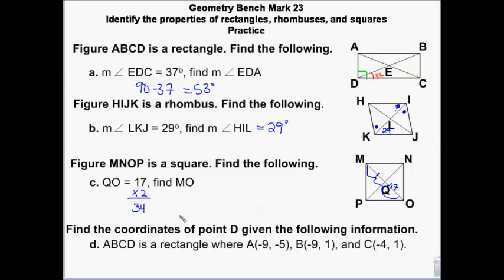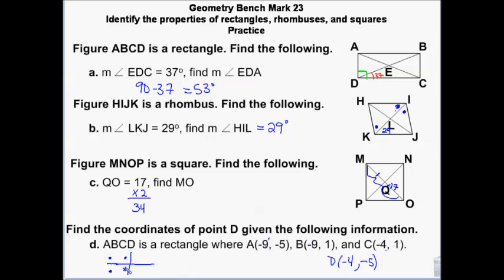And finally, we've got a rectangle. So -9, -5, -9, 1, -4, 1, and then I want to find the missing spot. Well, it's a rectangle, so my x's have to match. So I have a -9 and a -9, so I need a -4 and a -4. And then my y's have to match. I have a 1 and a 1, so I need a -5 and a -5. So far, okay?